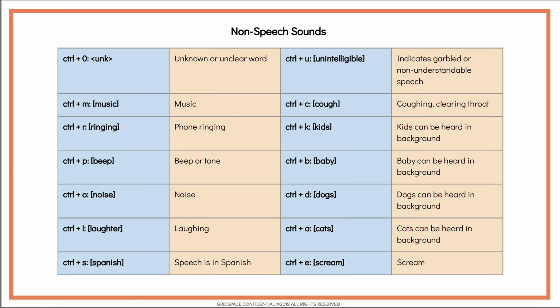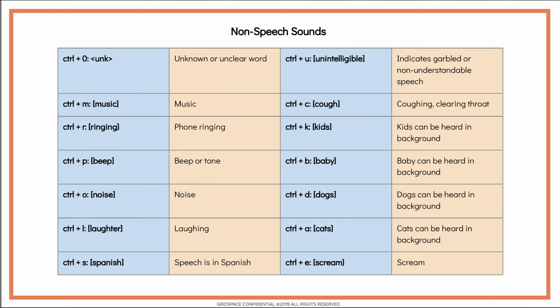Noise could come from a lot of different sources, but just note that if it's a noise of someone saying a word, you'd want to use the unc to mark that, whereas noise would be coming from other sources. Laughter, whenever someone's laughing during the segments, you use the laughter tag. To mark Spanish speech, you'll use the Spanish tag. Coughing or clearing a throat would be the cough tag.